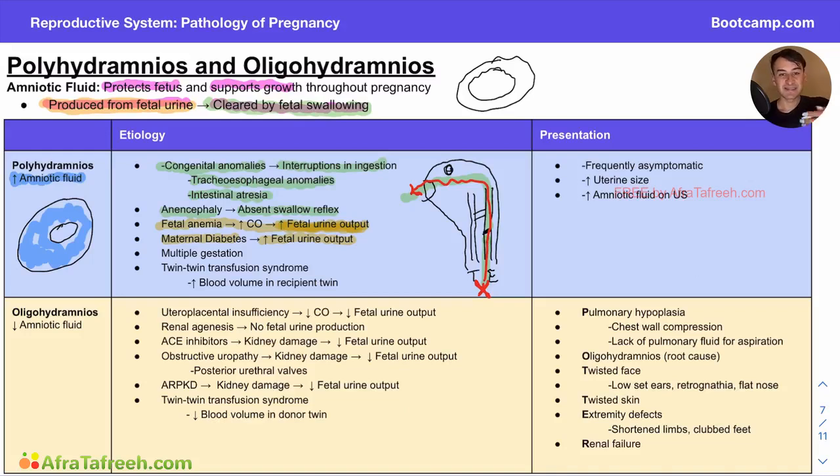We can also expect to see something similar in multiple gestation pregnancies. We're going to have increased urine production because we have two fetuses that are both producing urine, and so they're going to produce a lot of amniotic fluid in tandem, and this is going to lead to polyhydramnios.